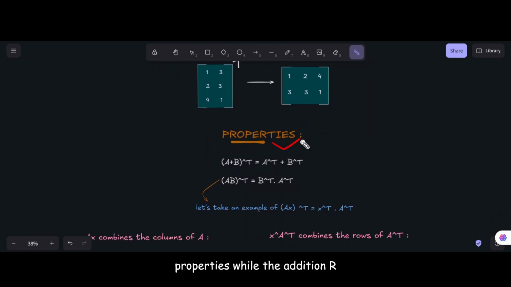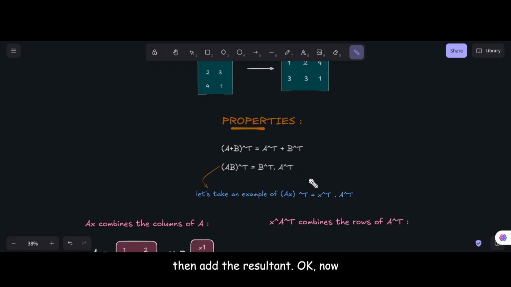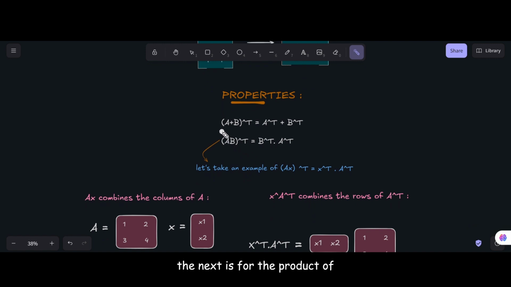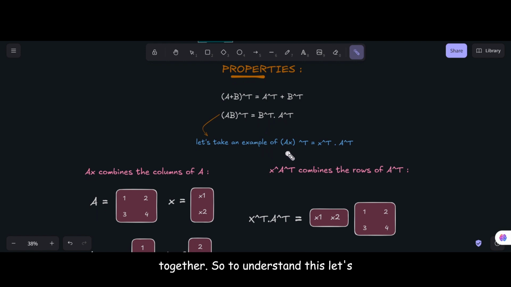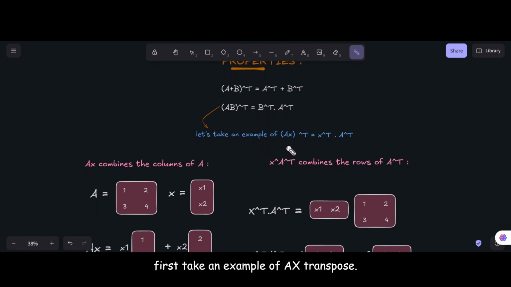Now the next are the properties. For addition, the transpose is distributive, so I can either add them and then transpose the result, or I can transpose them and then add. Now the next is for the product of two matrices. In this, the positions are swapped, then each is transposed and they are multiplied together. To understand this, let's first take an example of the transpose of AX.